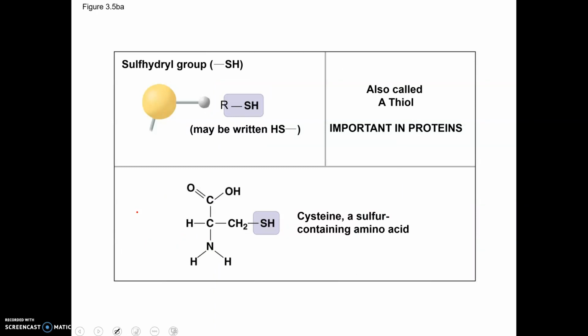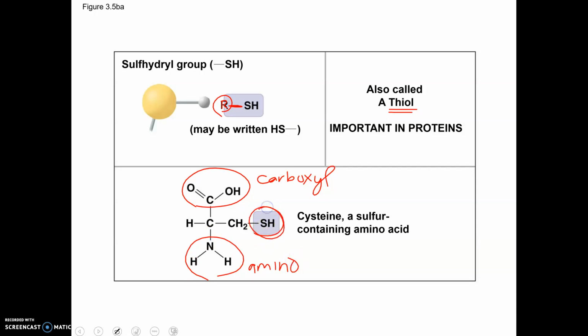This is called a sulfhydryl group. Again, connected to a carbon compound, it's just a sulfur and a hydrogen. Sometimes it's called a thiol. This is very important in proteins. So here's an example. You have a carboxyl group on one end of this molecule. You have an amino group here. And over here, this is the thiol or the sulfhydryl group.